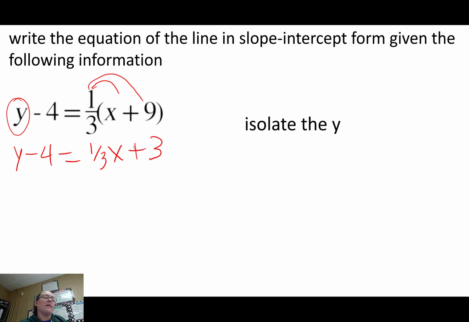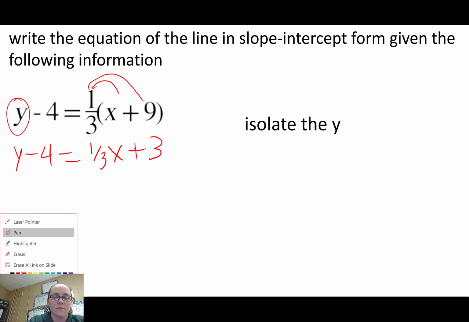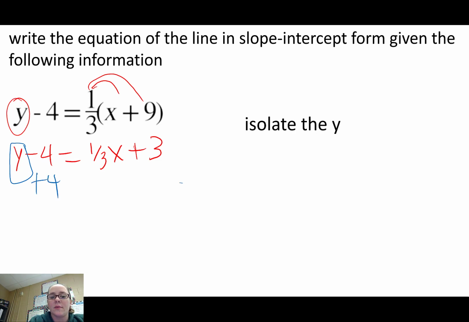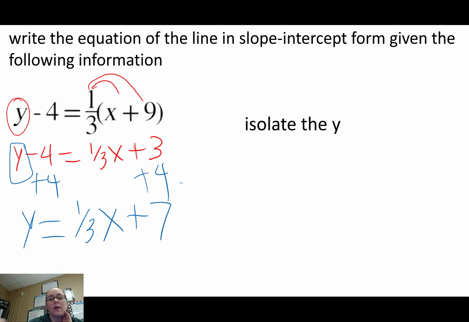So now that I have that distributed, okay, I still need to get y by itself. So I'm going to add 4 because the 4 is subtracting from y. And I'm going to add it to the 3. So we get y is equal to 1/3 x plus 7. So now I have this in y equals mx plus b.